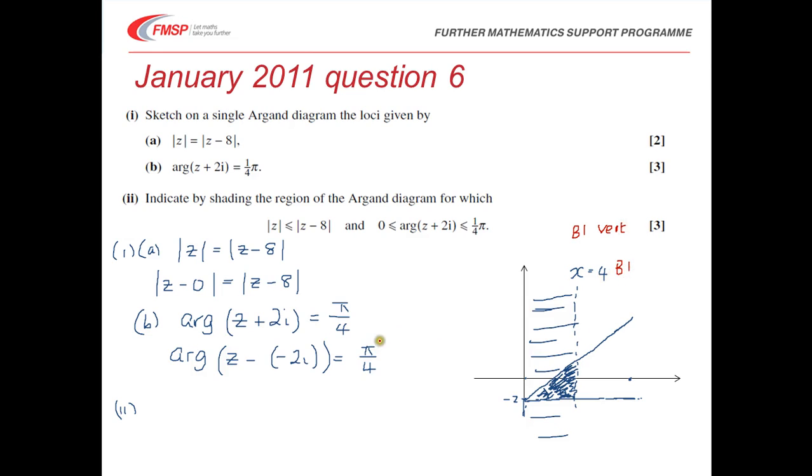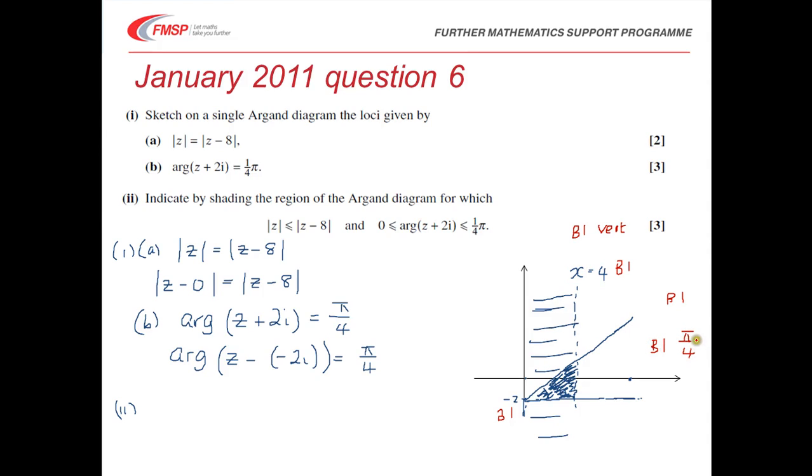As far as part B is concerned, you got a mark for being a positive slope. If it went through 0, -2, you also got a mark, and as long as the angle was pi/4, you also got a mark for that. So 3 marks if you got it completely correct.